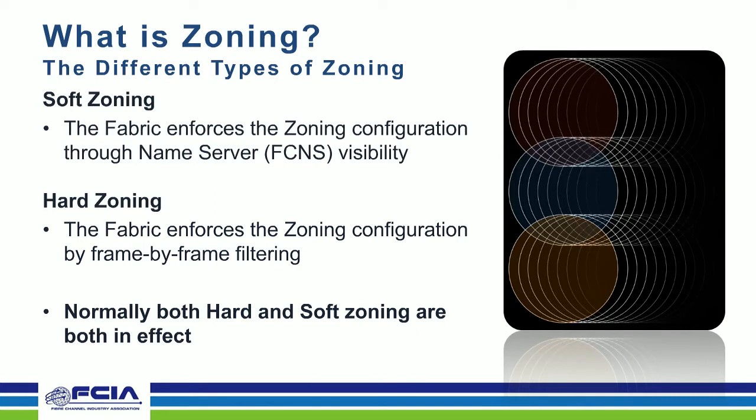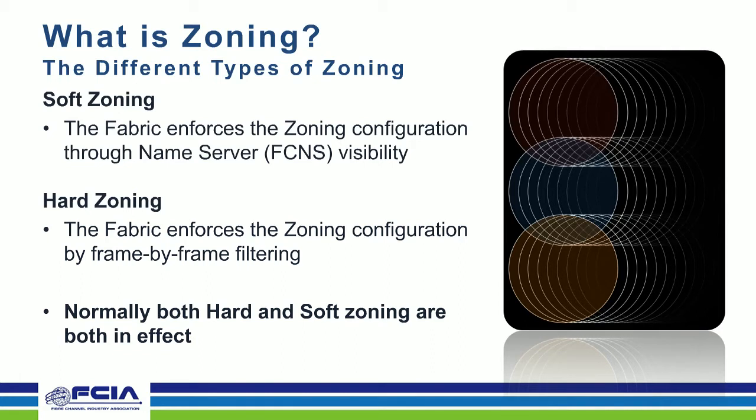So let's talk about the zoning again, the different types of zoning. There's two kinds of zoning, soft zoning and hard zoning. Soft zoning is where the fabric, specifically the Fibre Channel name server, enforces the zones that a device is part of by controlling the responses to queries to it. So if an initiator, for example, queries the Fibre Channel name server, FCNS, and says, who am I allowed to talk to? And if it's allowed to talk to five targets, then the FCNS will respond with, these are the five devices you are allowed to talk to.